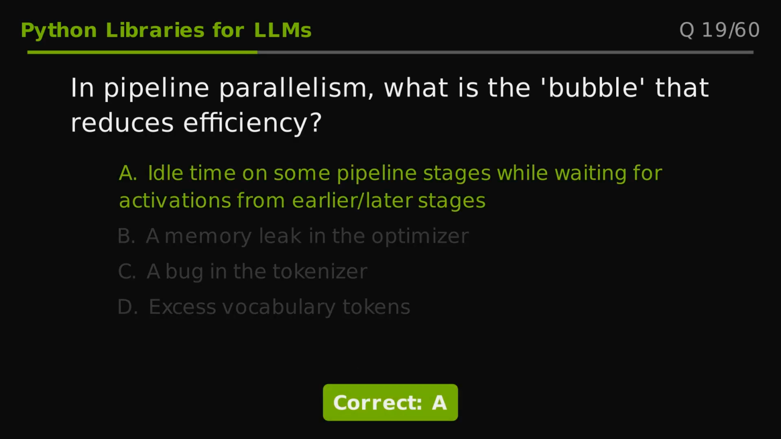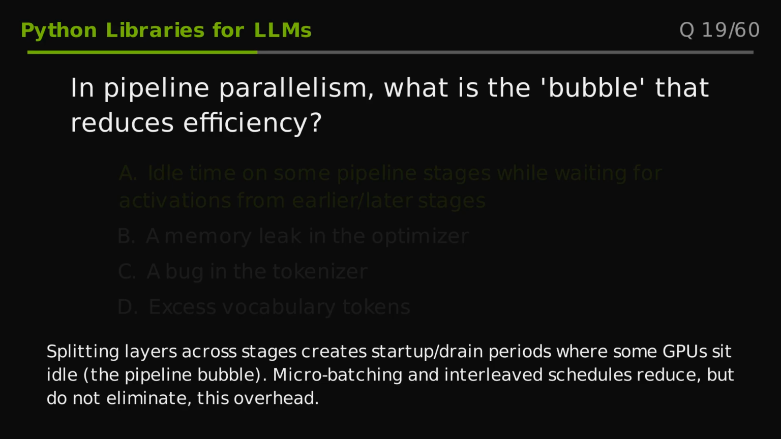The correct answer is A. Splitting layers across stages creates startup and drain periods where some devices sit idle, the pipeline bubble. Micro-batching and interleaved schedules reduce, but do not eliminate, this overhead.